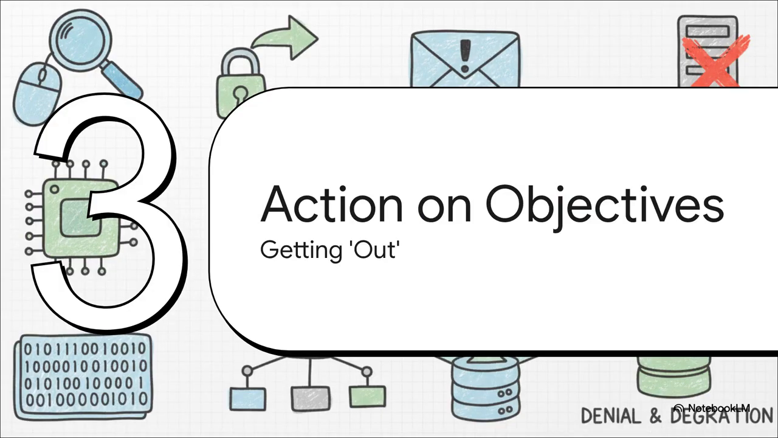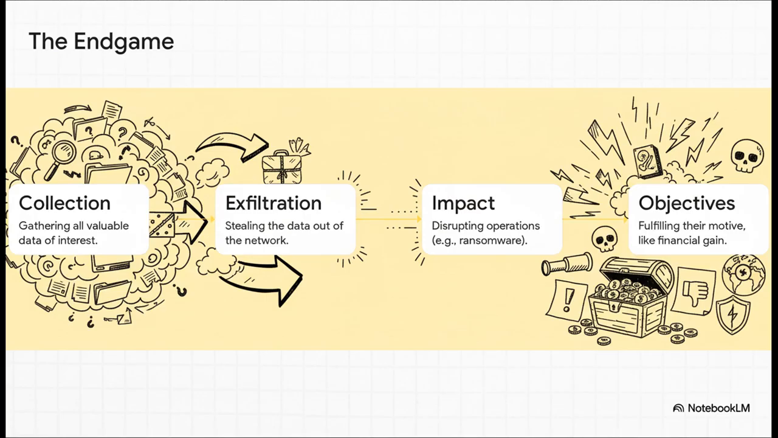Okay, we're at the final phase. The attacker has deep access, they're moving around the network pretty freely, they are in position, and they are ready to achieve their ultimate goal. This is it, the end game. It kicks off with collection, where the attacker is just scooping up all the valuable data they can find, emails, files, you name it. Then comes exfiltration.